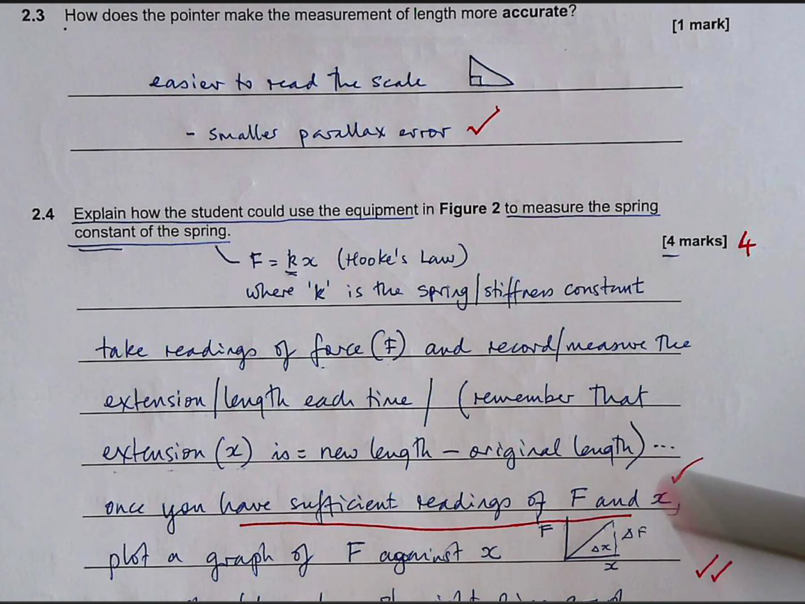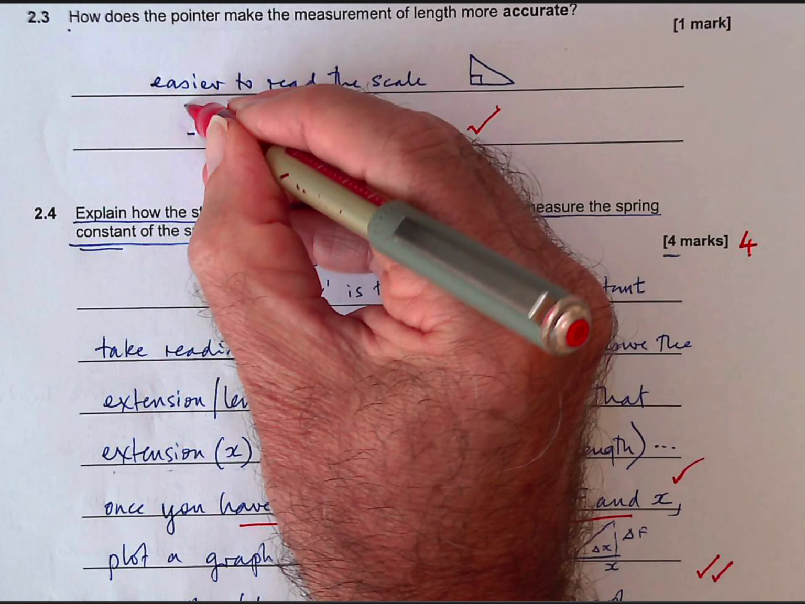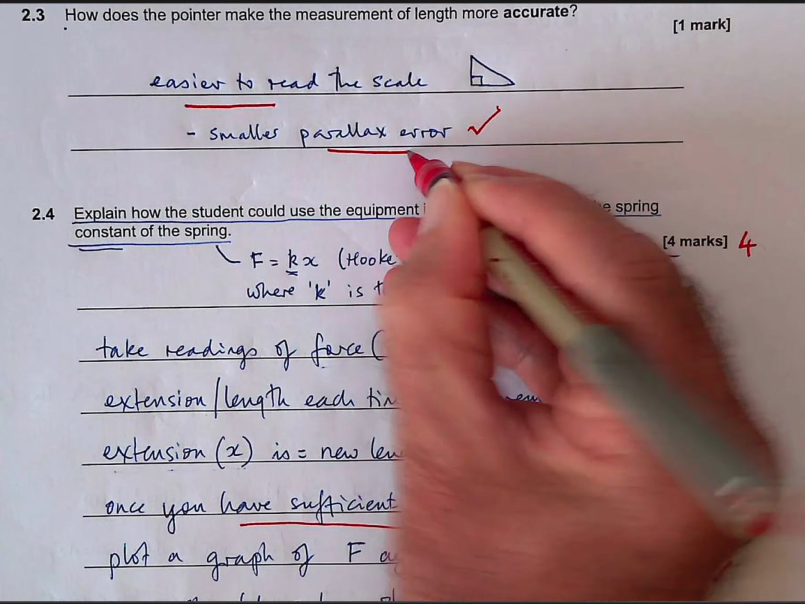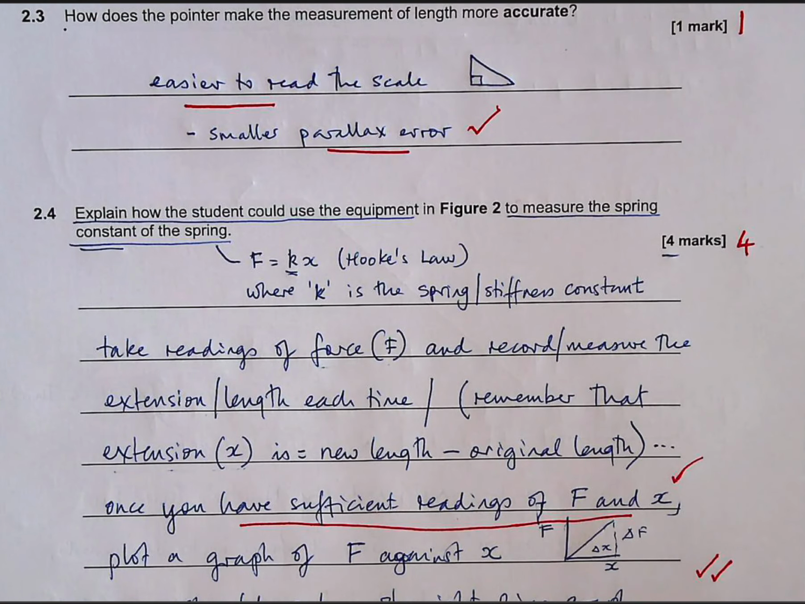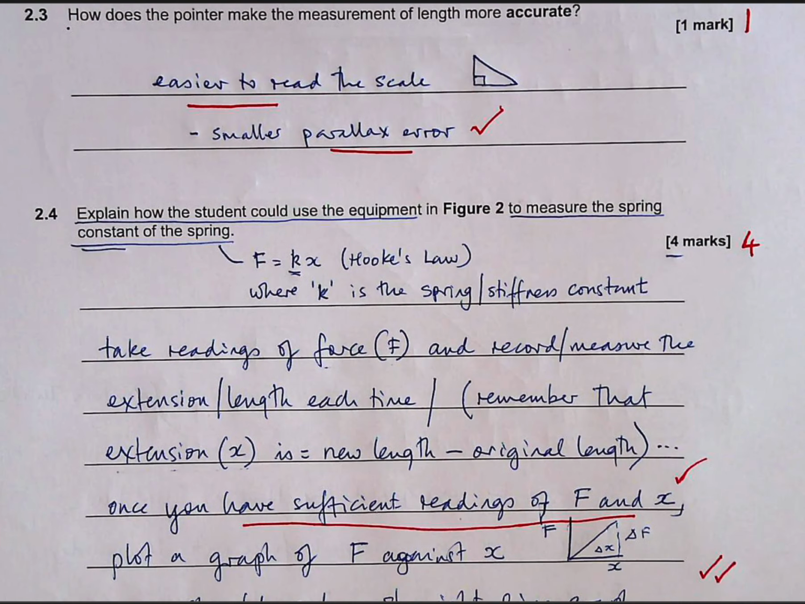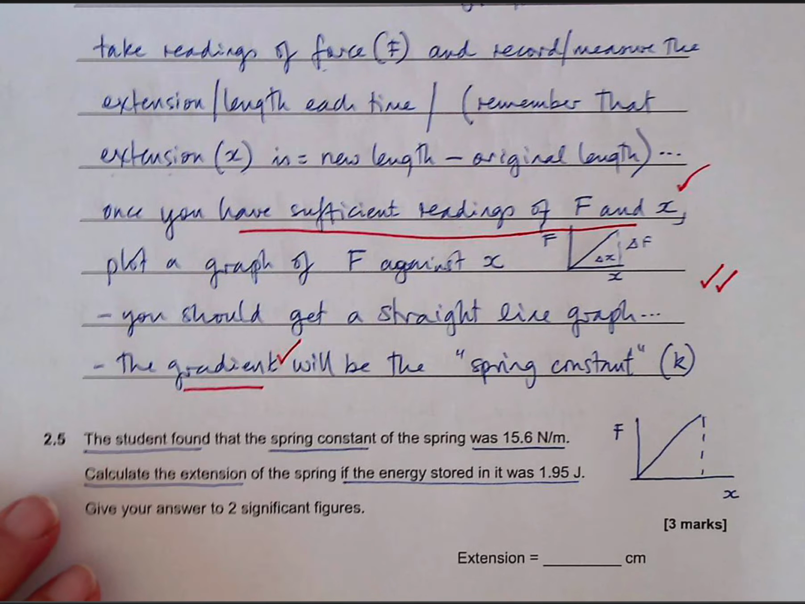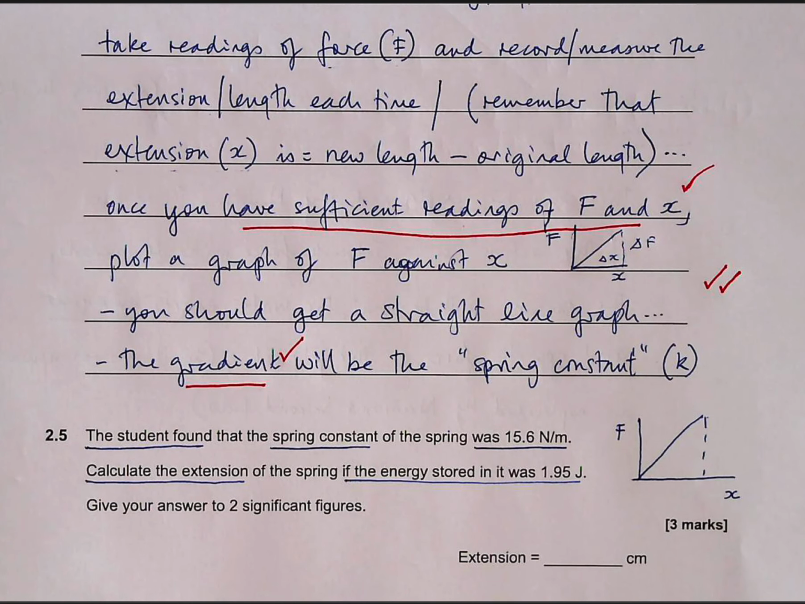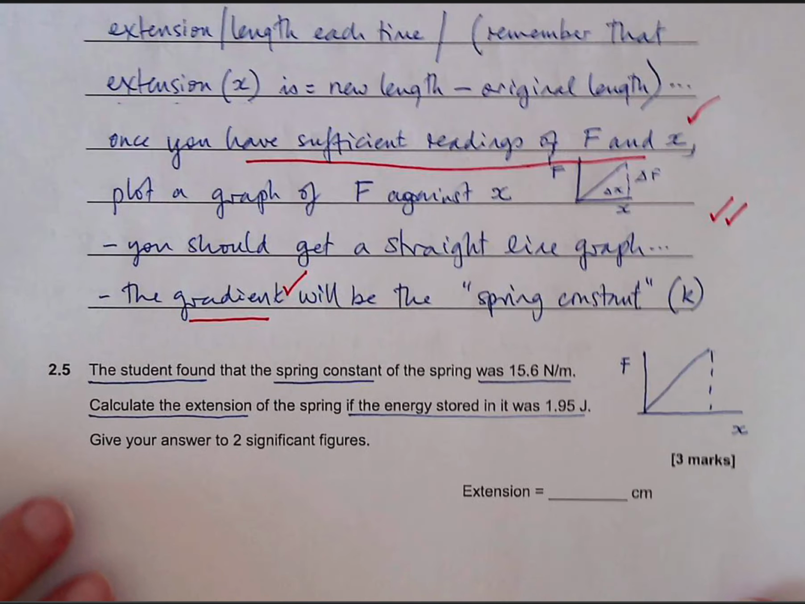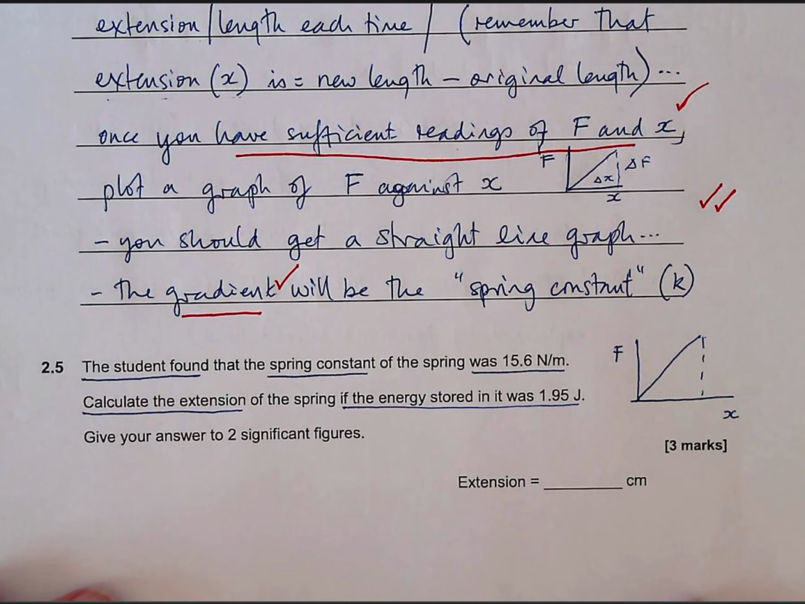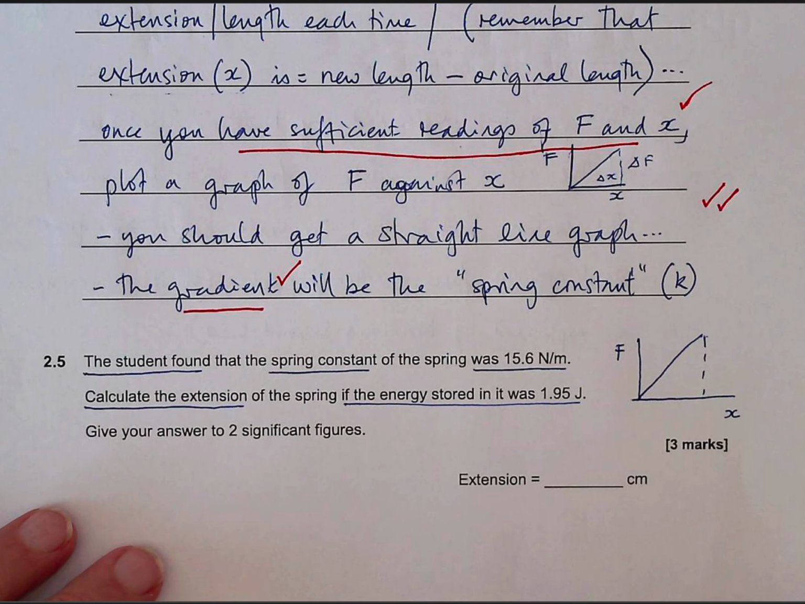Okay, so this is smaller parallax error above. I'm just putting the tick for easier to read or smaller parallax error. Both of those will get you the mark for those questions. Okay, now the next part is complicated because you need to do some calculations. So you need to make sure you know which equations to use.